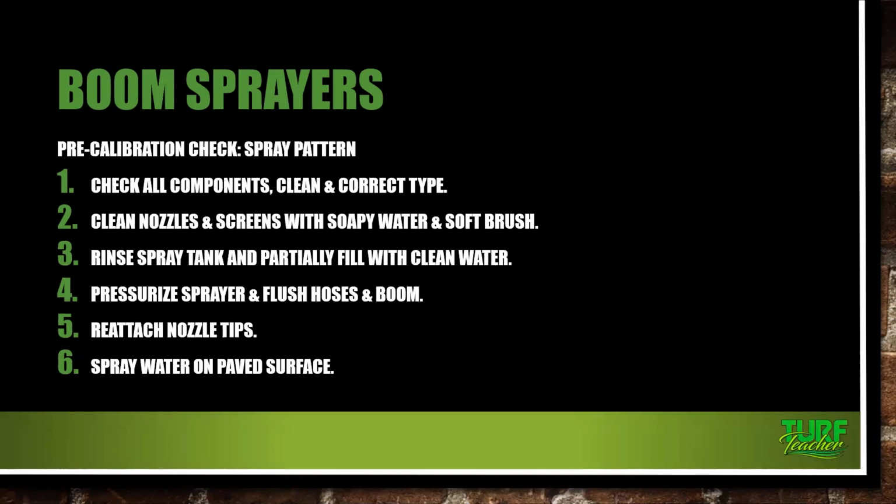So pre-calibration, check your sprayer pattern. Check all components, clean them. Make sure you've got the correct type needed for the application. Clean them and the screens with soapy water and a soft brush. Rinse the spray tank and partially fill with clean water. Pressurize the sprayer and then flush your hoses and your boom. Reattach your nozzle tips and then spray water on the paved surface.